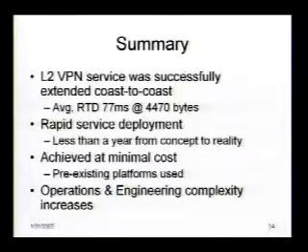And so in summary, our L2 VPN service was successfully extended coast to coast with RTDs averaging 77 milliseconds. That's up to 4470. We were able to deploy in less than a year, and we did it at minimal cost. The networks were already there. We just had to purchase some interfaces for the IP core and then bring up the links. And in most cases, our service edge devices are in the same POP as our provider edge devices. So it's just a fiber run.